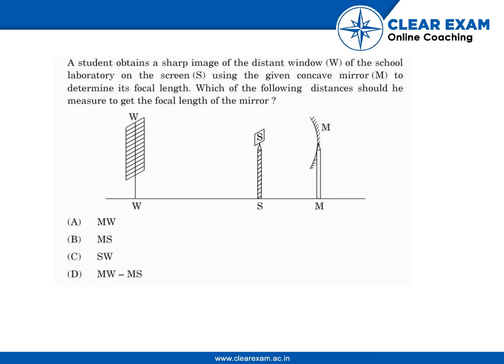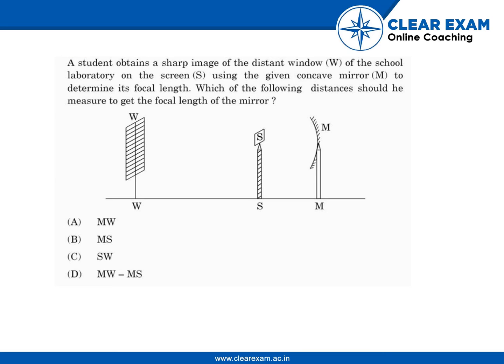So these are the options: M and W, that is the distance between the concave mirror and the image formed at the window. And the second option is M and S, the distance between the concave mirror and the screen. And the next option is S and W, that is the distance between the screen S and W. And the last option is MW minus MS.